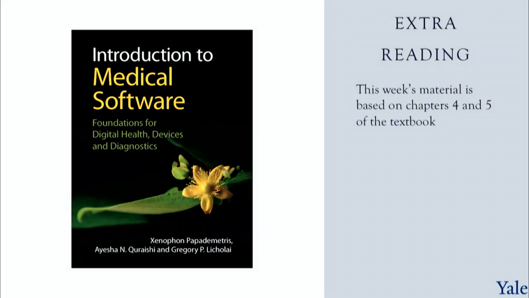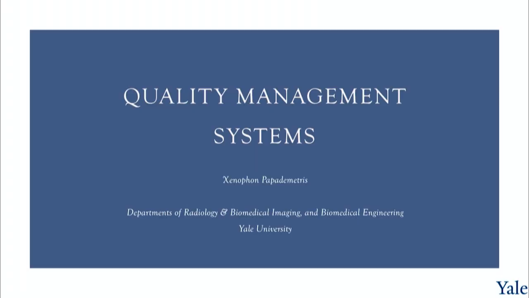For extra reading, you can go to the textbook to look at chapters 4 on quality management systems and 5 on risk management, and this is where the material in this lecture comes from. So quality management systems, let's introduce the topic here.